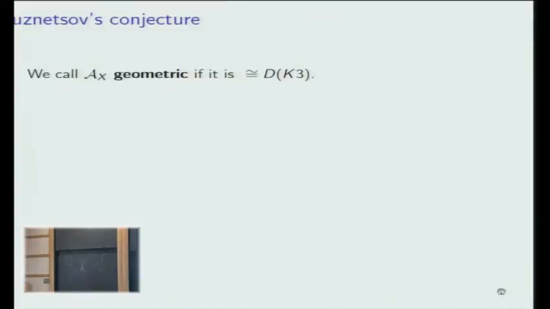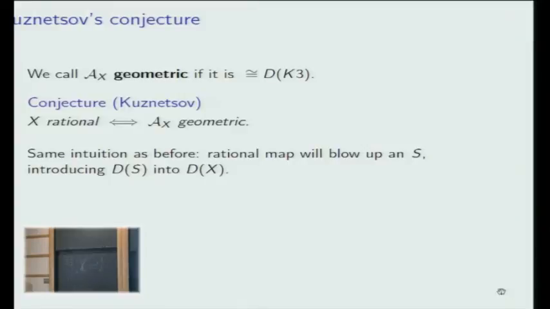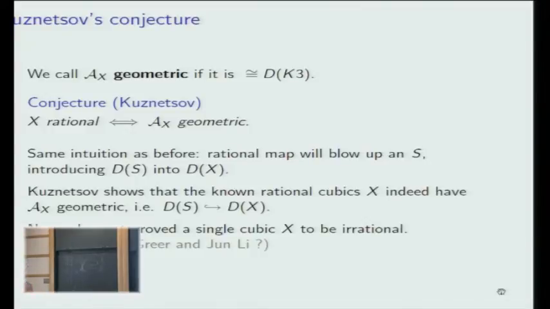Okay, so Kuznetsov conjectures the following. Let's call this crazy category geometric if it's really the derived category of a K3 surface. And then Kuznetsov conjectures that X should be rational if and only if AX is geometric. So Kuznetsov was braver than Hassett. He really did conjecture this. And the intuition's the same as before. You're going to have to blow up a K3 surface somewhere.